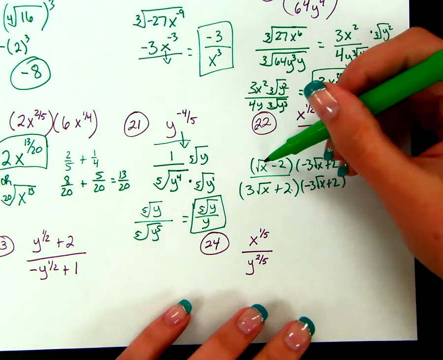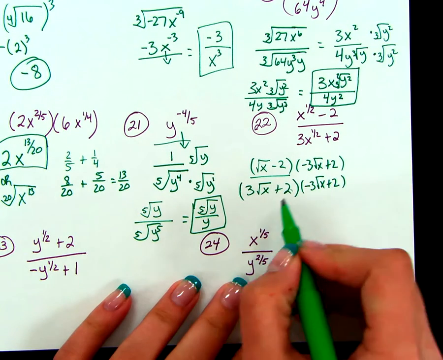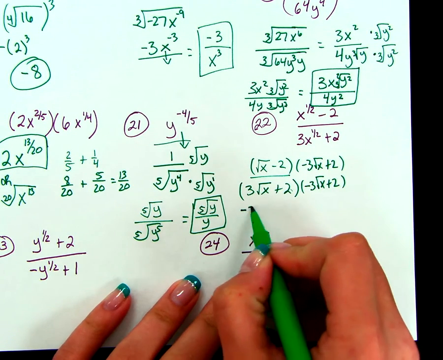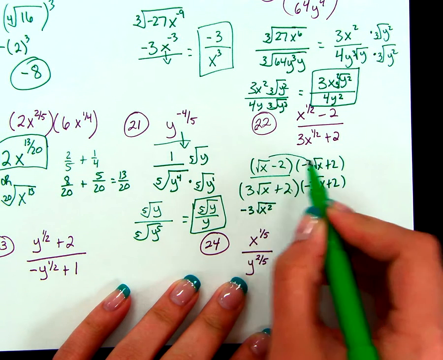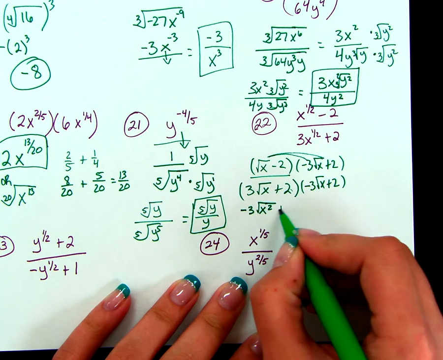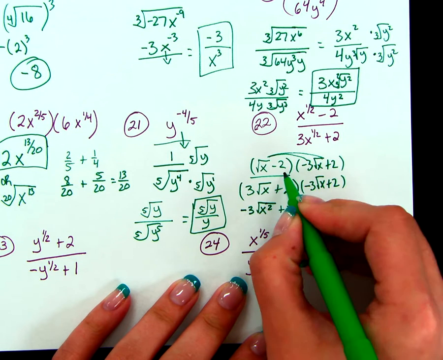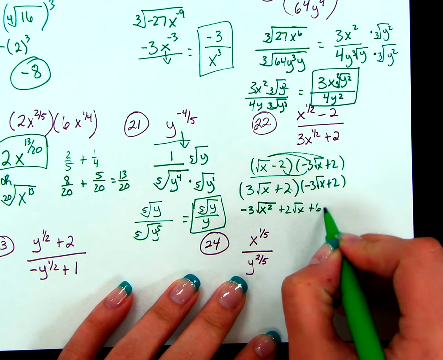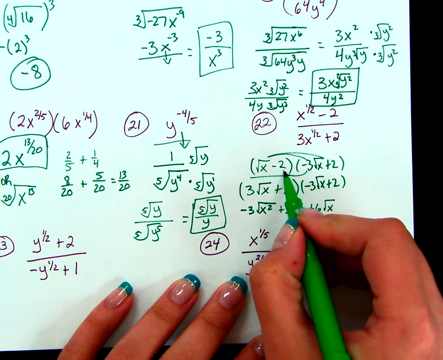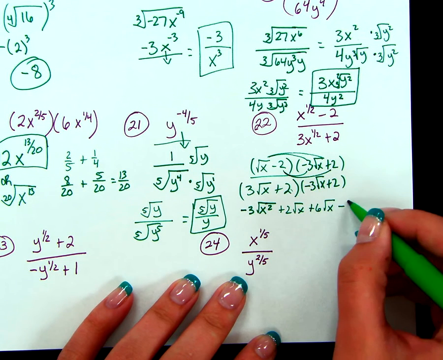So we have the square root of x times negative 3 square root of x. So that will be negative 3 square root of x squared. And then the square root of x times 2 is going to be 2 square root of x. And then negative 2 times negative 3 square root of x will be a positive 6 square root of x. Negative 2 times 2 will be a negative 4.